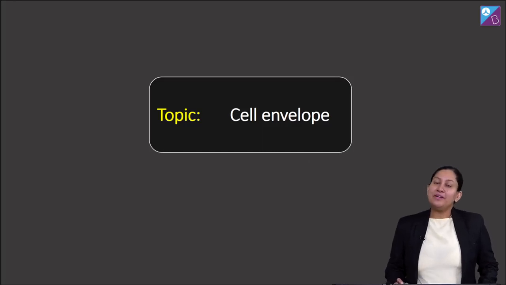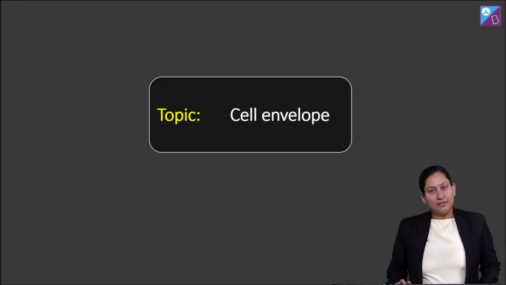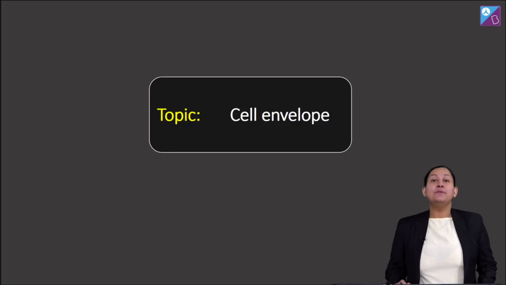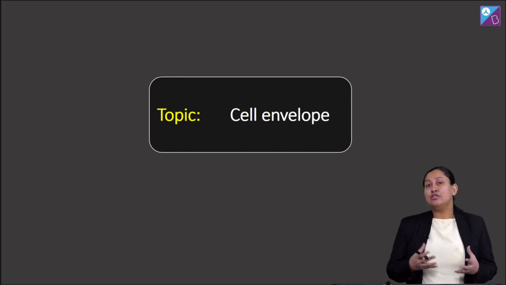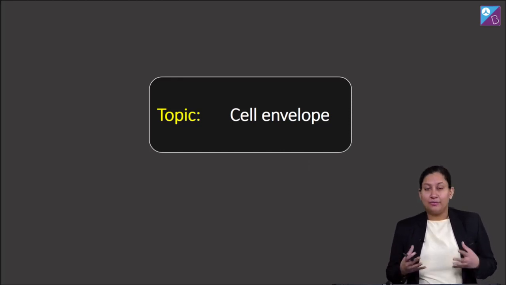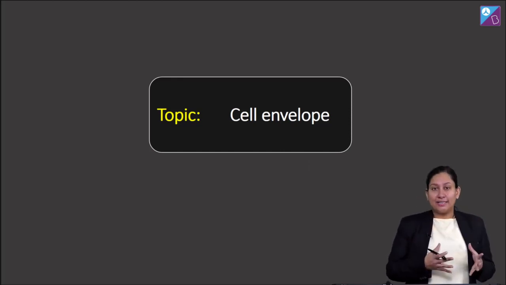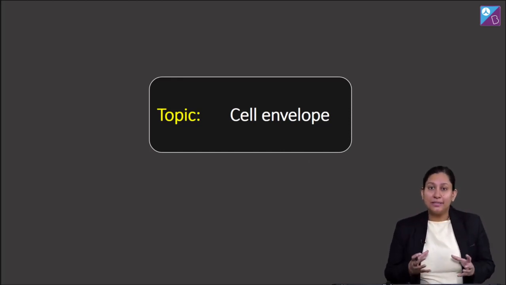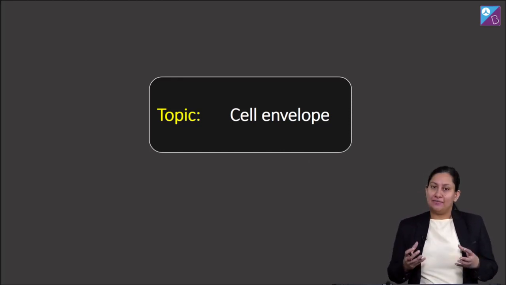Hello students, when we have studied about the outer boundaries of the cell, we have read that in prokaryotic cell, the outer boundary is a three-layered complex structure, but it is not the case of eukaryotic cell, right? So in case of prokaryotic cell, this three-layered complex structure is called as cell envelope, but this cell envelope is not found in eukaryotes. So now in today's video, we are going to discuss about this cell envelope in detail.